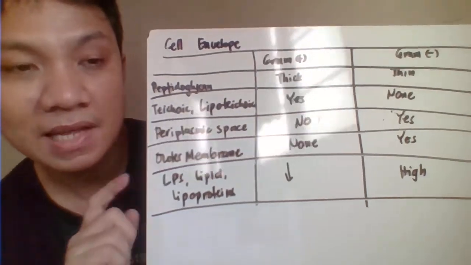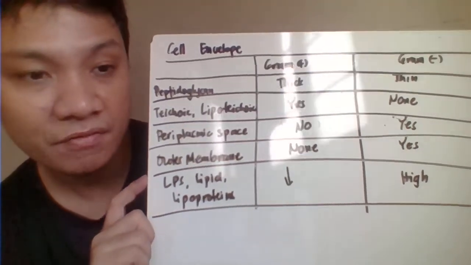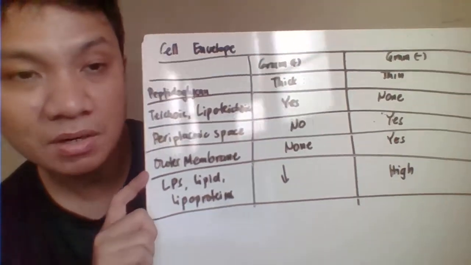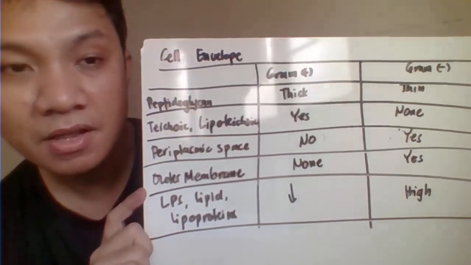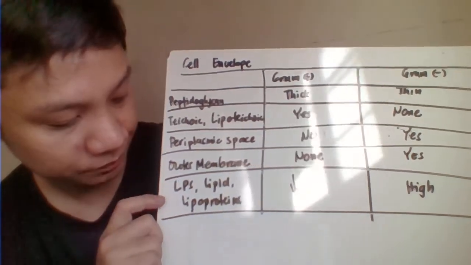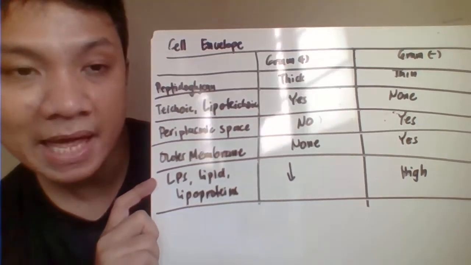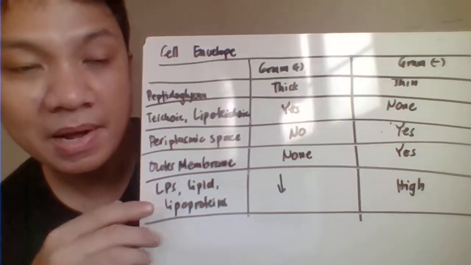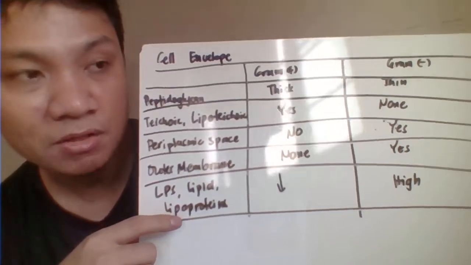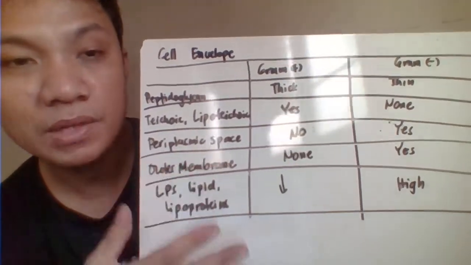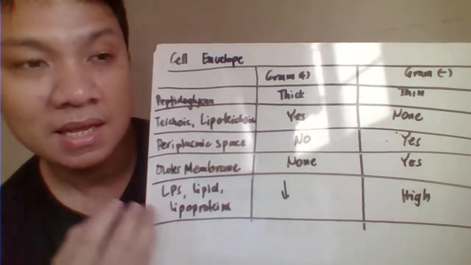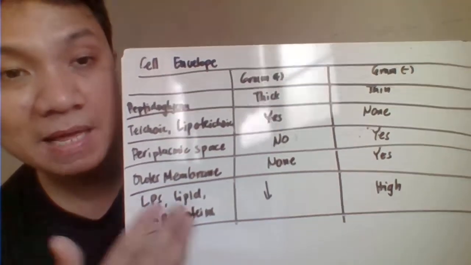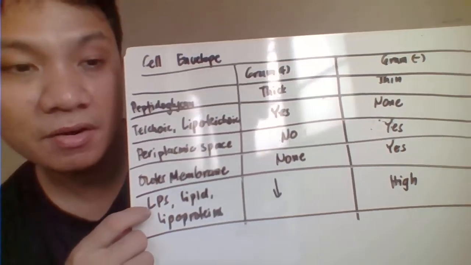Periplasmic space, since dalawang layer ang ating gram-negative, meron siyang outer membrane plus meron siyang periplasmic space which are all absent among your gram-positive cell wall. Then we have here the lipid content, so madami. Mas thicker na lipid layer makikita sa gram-negative compared to your gram-positive. So protein, much of the protein polysaccharide layer ang ating gram-positive compared with the high lipid na layer found in your gram-negative.